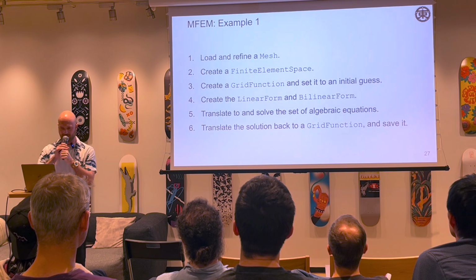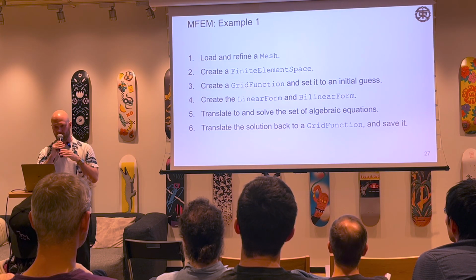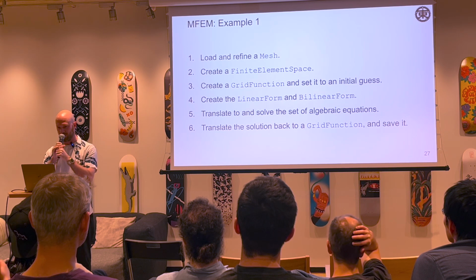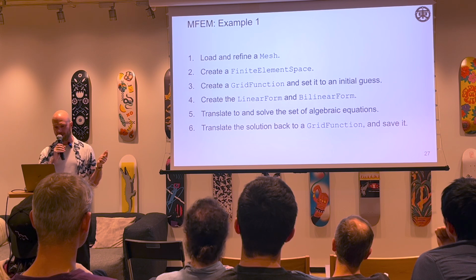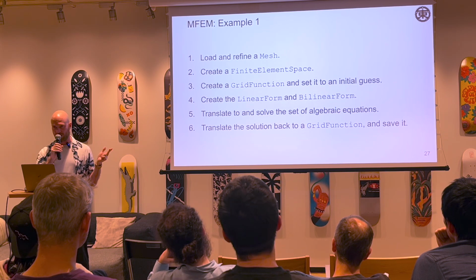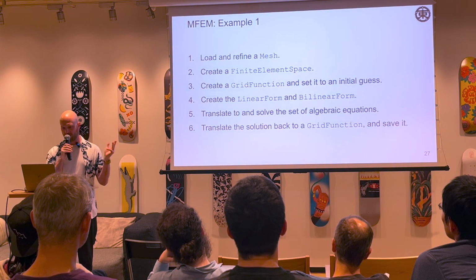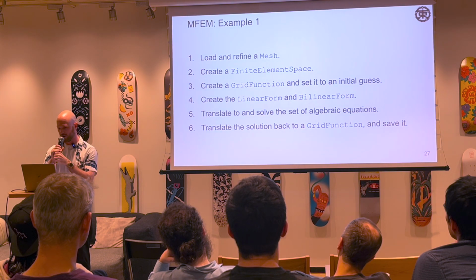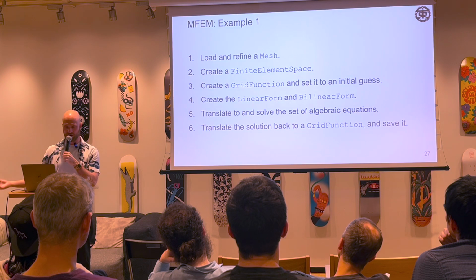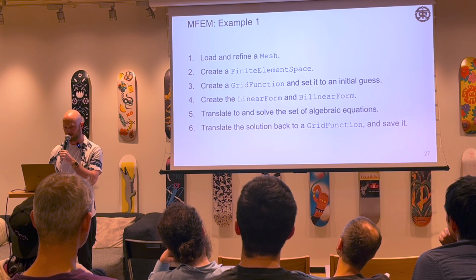OK, so this is the outline of example one. Just remember, if you're trying to solve the heat problem with a finite element solver, this is what you need to do. You need to load a mesh. You need to create a finite element space. You need to create a grid function and initialize it to something that satisfies the boundary conditions. Then you need to create your linear and bilinear form, translate these things to a set of algebraic equations, solve those equations, and then translate the solution back to a grid function and save it to a file. So this is what we're going to do.